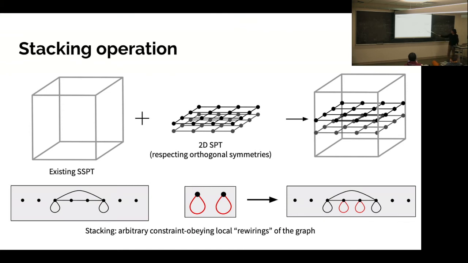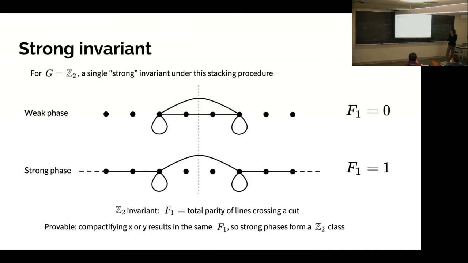So you can think of stacking as sort of arbitrary constraint-obeying local rewirings of this graph. And from simply this, you see that there's a single strong invariant. That is, if you make a cut across your system, and you count the parity of lines that cut it, this is an invariant. You can basically think of the constraint as being some divergence-free constraint. So if you look at each side, there has to be an even amount of lines going out. So there's some Z2 divergence-free constraint.